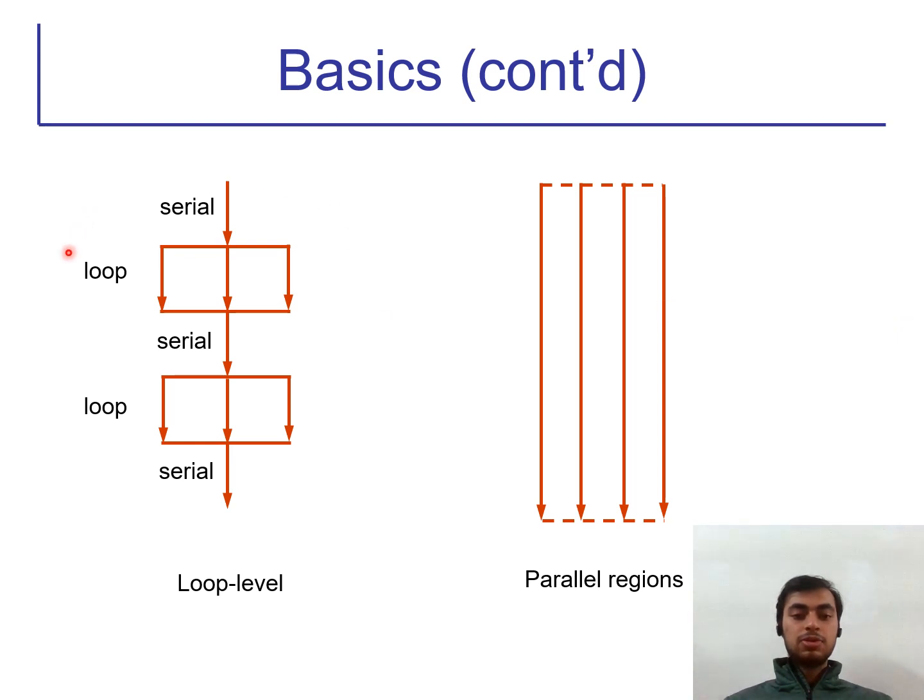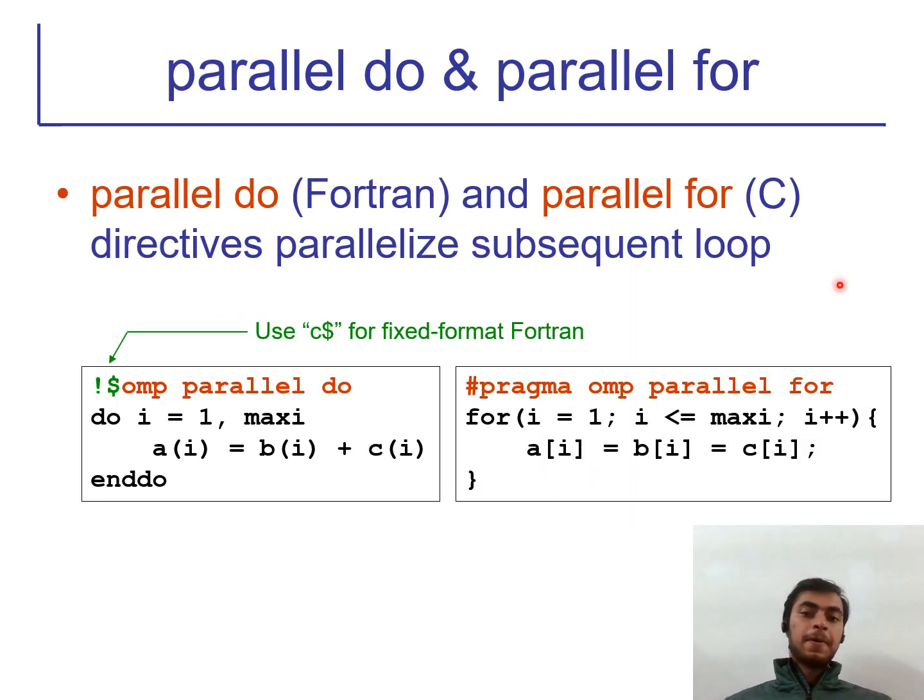This is the diagram shown for the loop level and for the parallel regions. In the loop level, it goes serially: the first state will come, then second, then third. And in parallel, all the tasks are performed in parallel. Parallel do, this is Fortran, and parallel for, for C, directives parallelize the subsequent loop.